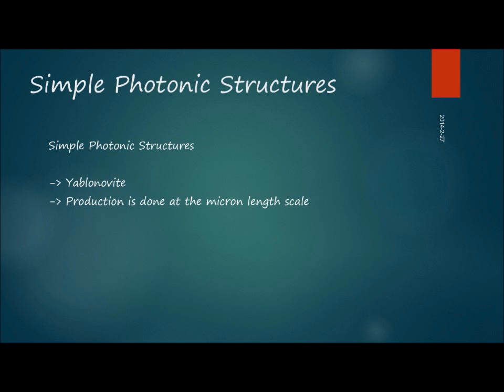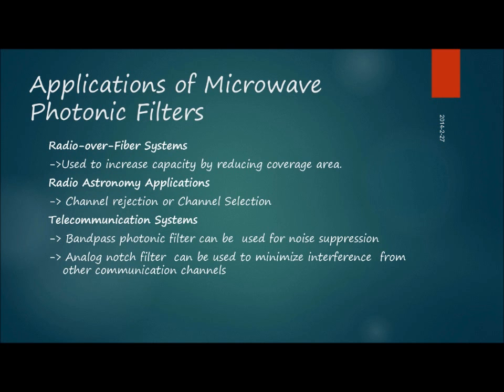An example of a simple photonic structure is the Yablonovite, and an important key in the production of photonic structures is that it must be produced at the micron scale in order to produce a band gap at optical wavelengths. One example of the applications of microwave photonic filters is the radio over fiber systems, which is used to increase capacity by reducing coverage area.